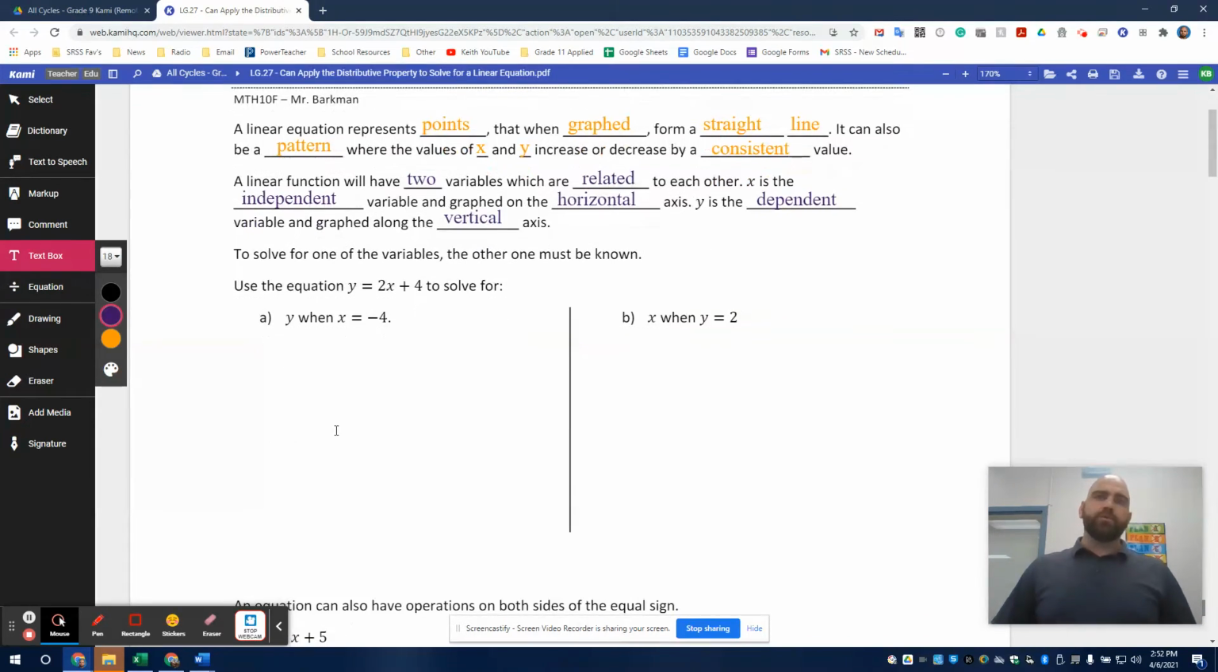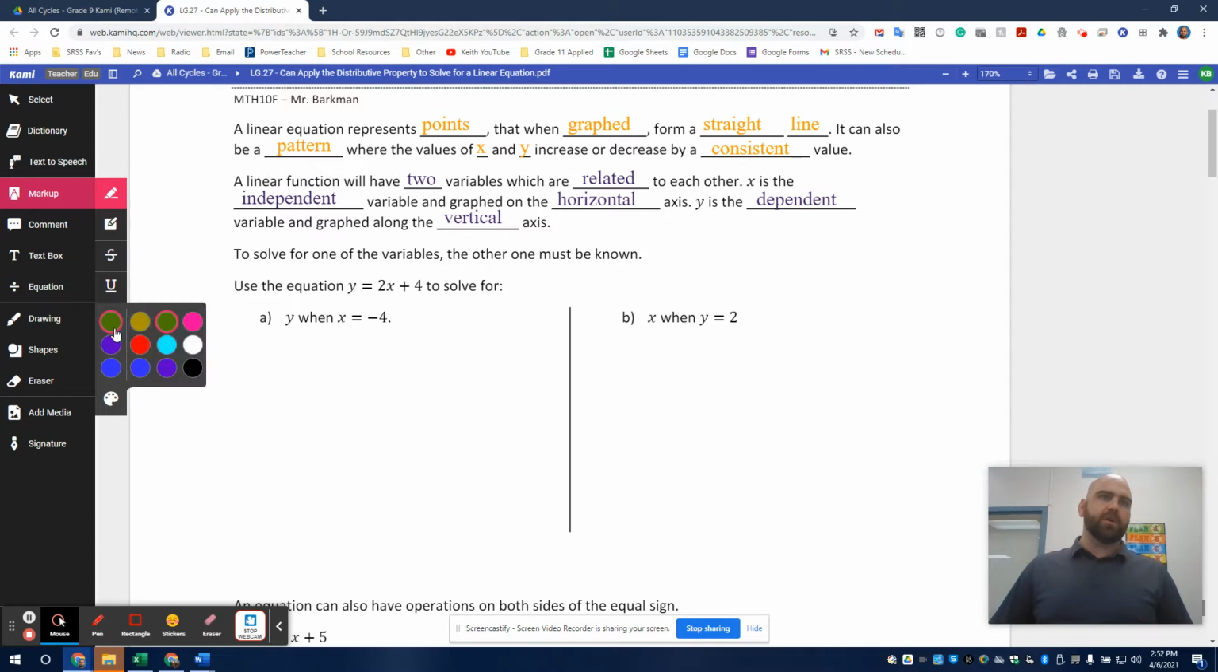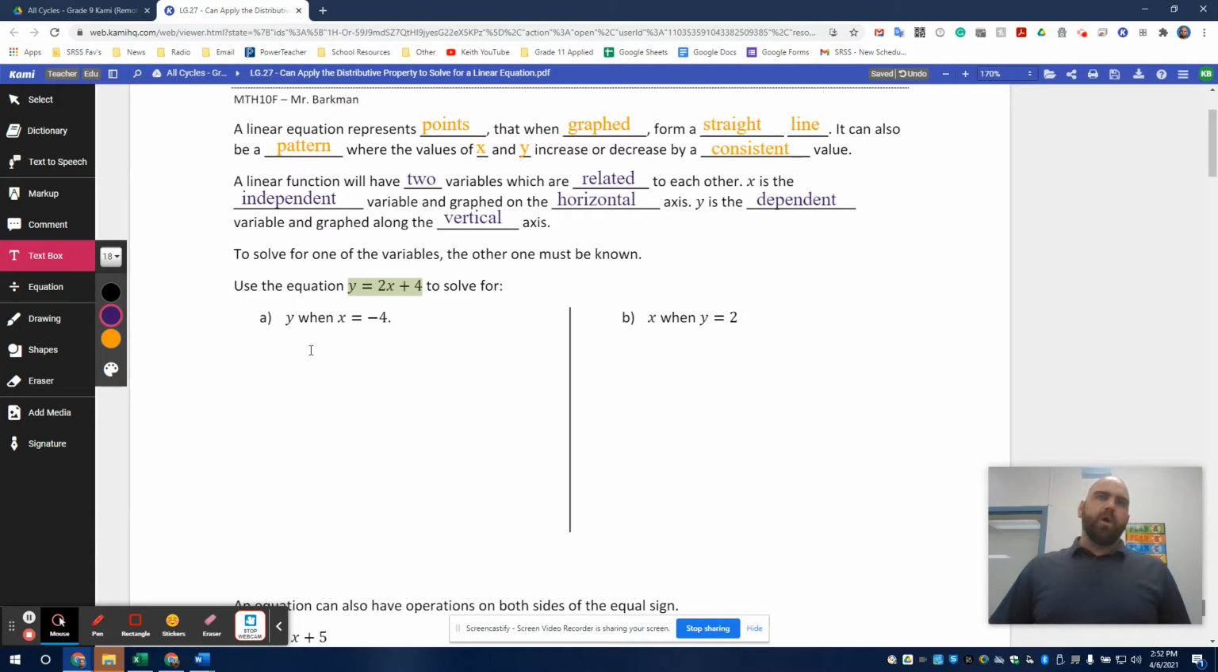So let's go through how we use our equations to solve for a variable. Let's use the equation y equals 2x plus 4. I'm just going to highlight that really quickly. We're going to use that a couple of times here. There we go, y equals 2x plus 4. We want to solve for y when x equals negative 4.